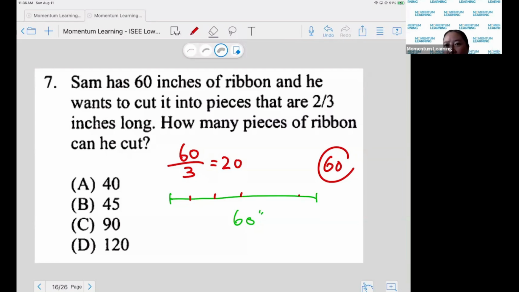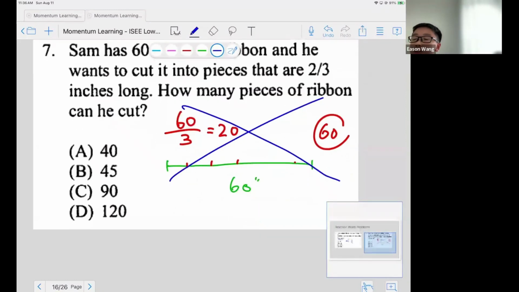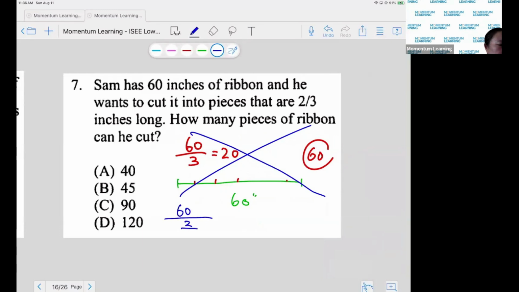Do I have anybody change? No. Ethan, you are the only one choosing C. Can you tell us your reason? 60 divided by 2/3. Very good. It should be 60 divided by 2/3, because this is the whole thing and then you cut each piece. Let's do the division. How many pieces? 60 is the total length, and each piece is 2/3.